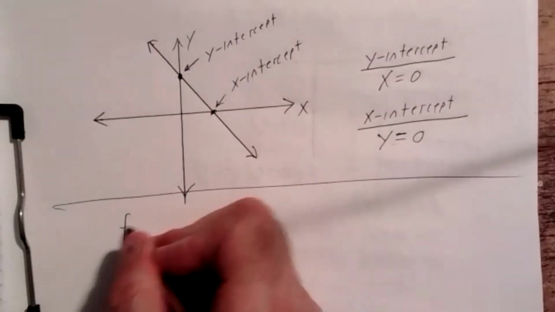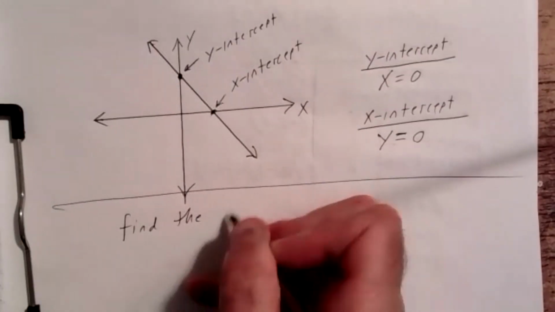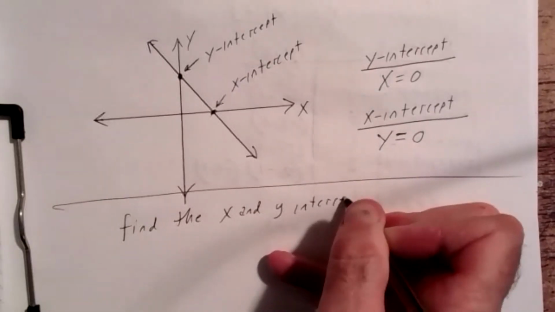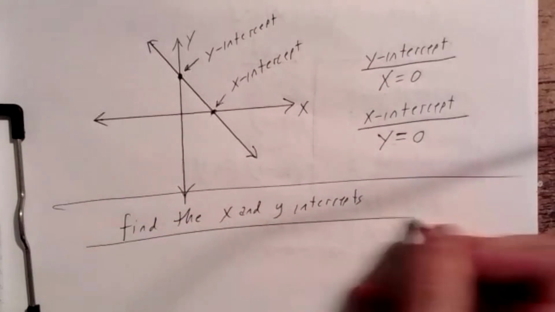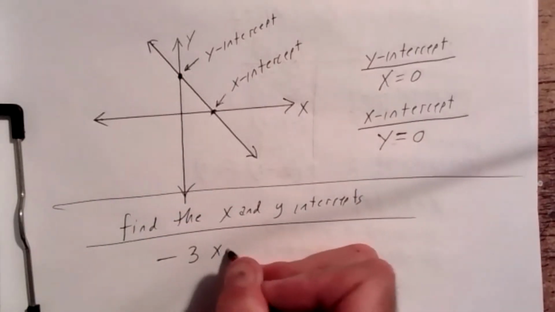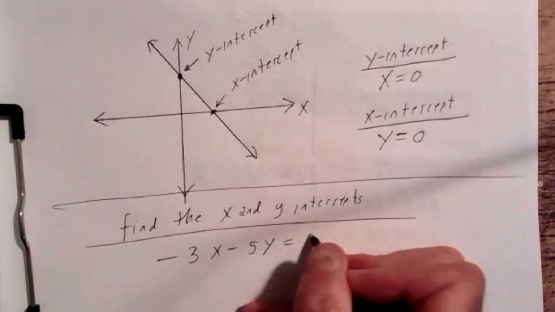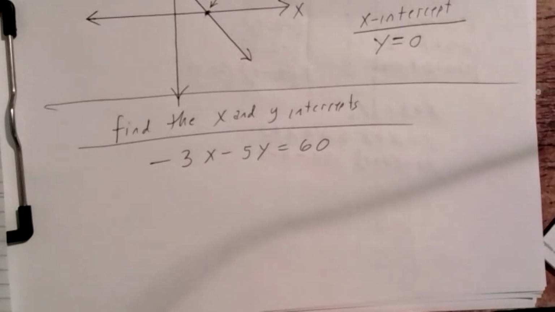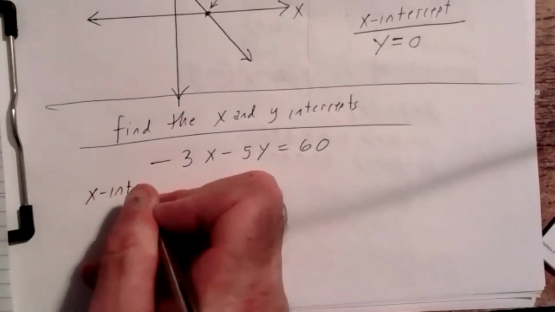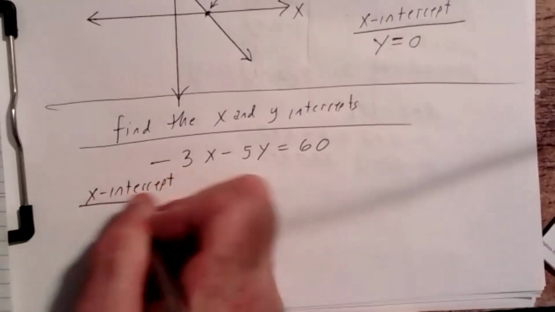Now, how do we find these things algebraically if we don't have the graph? Well, suppose that I have this linear equation, -3x minus 5y equals 60. And ladies and gentlemen, I want to find the x and y intercepts. How do I find the x-intercept? What do I set equal to 0?